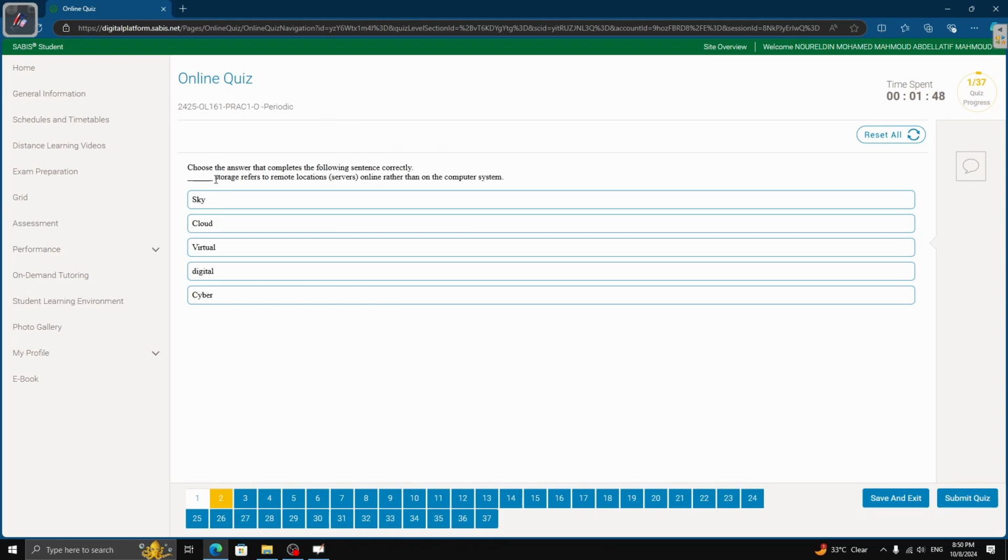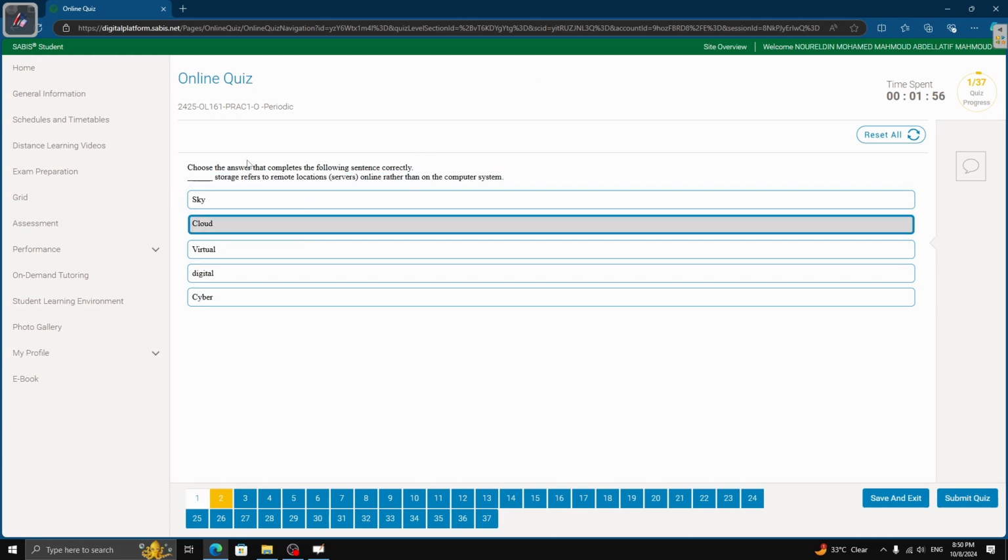Okay, next question. Storage refers to remote location servers online rather than on the computer system. This one is cloud. Cloud storage refers to remote locations on servers. There's really no explanation to this.